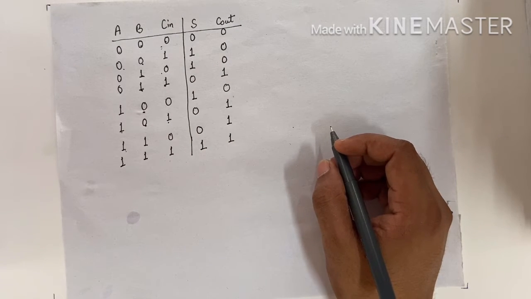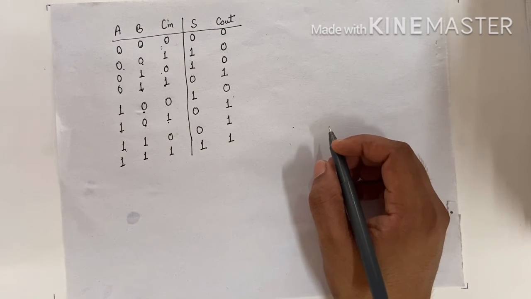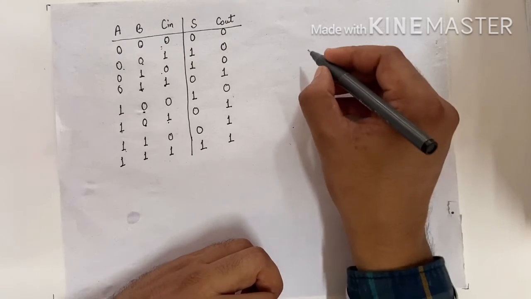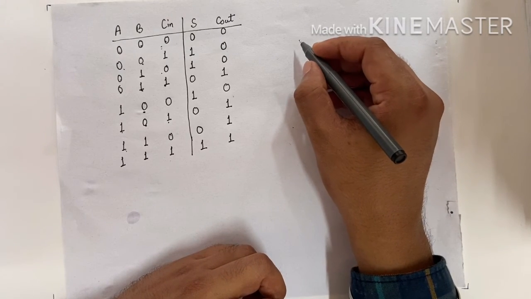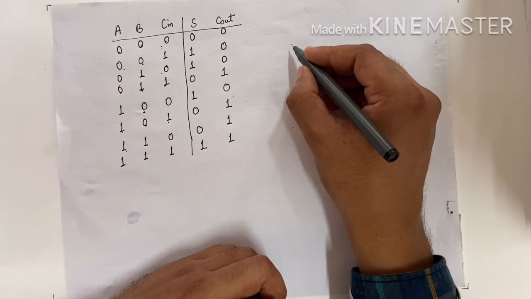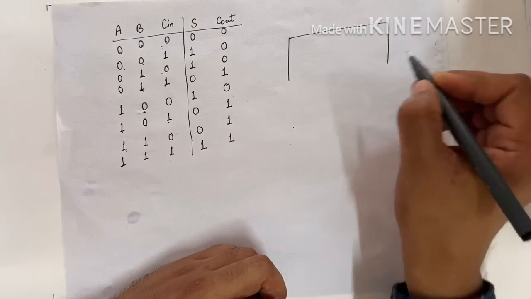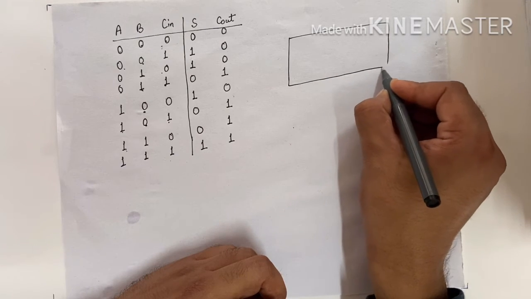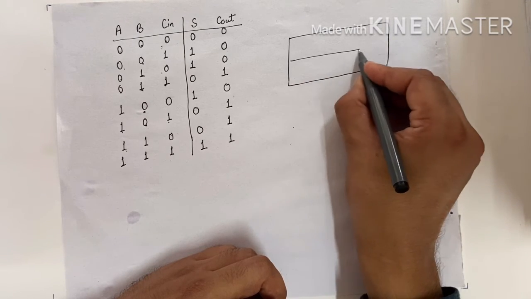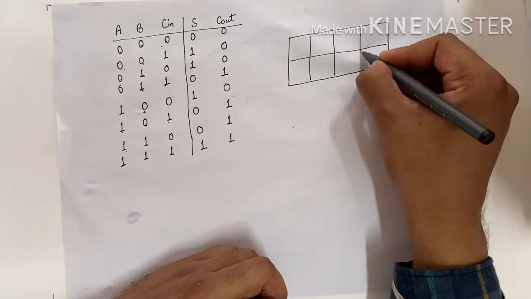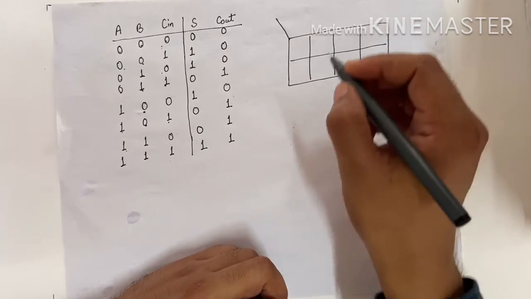Now for simplification we have to develop the K map. We have to develop 2 K maps, one for sum and one for carry. Firstly we develop the K map for the sum condition. We can see there are 3 variables. For 3 variables we develop the K map in this fashion. Firstly we have to make 1 row, then a second and third row, and we have to mention the variables.